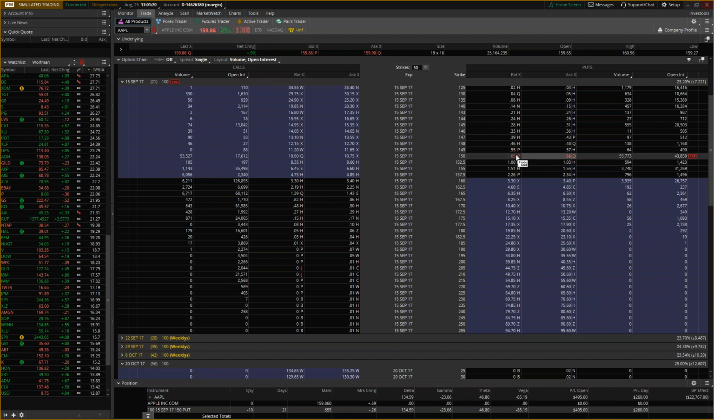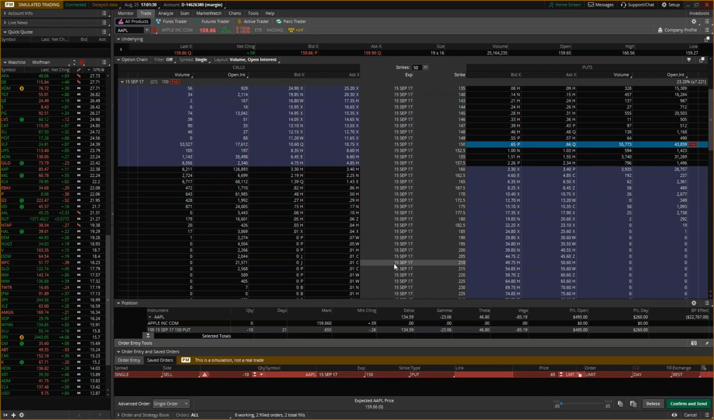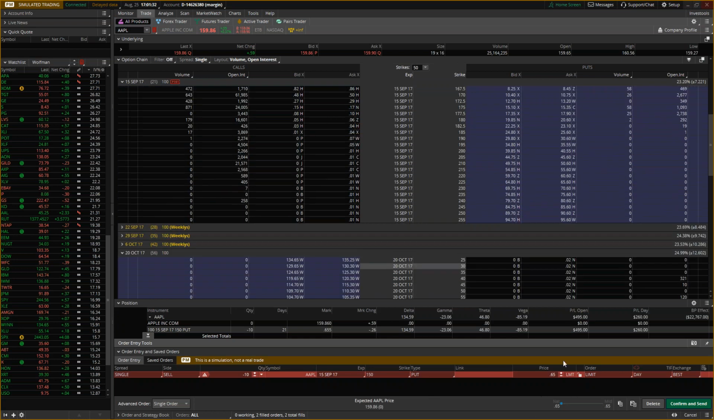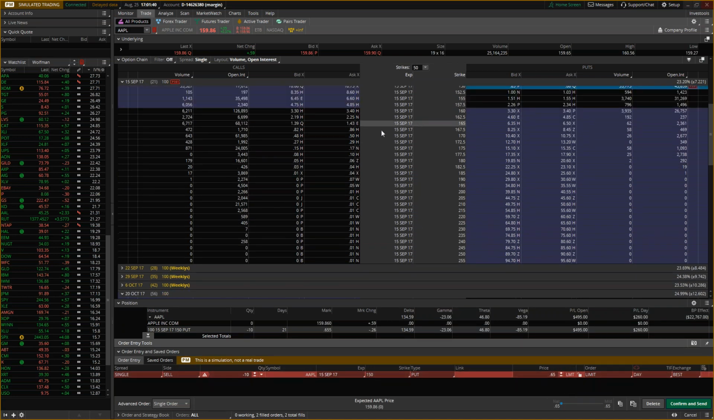So 150, 86, 145. 145s are not going to get that much, but 150s, we could look at selling these. So little floor trader hack here for you, 65 cents. So that is what we have in order to pay for our extrinsic value. We only have 65 cents of extrinsic value we can pay for.